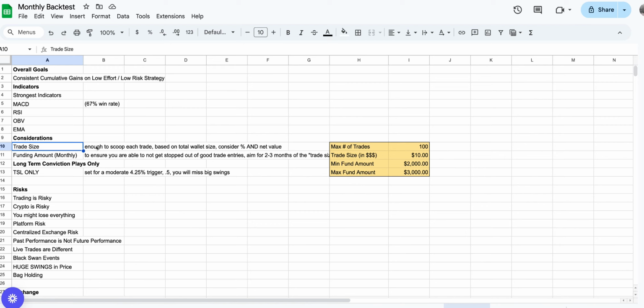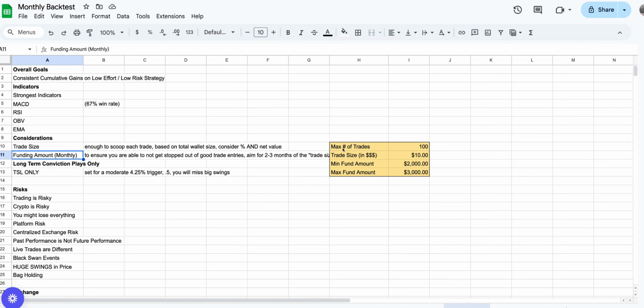Now, over enough trades, that's going to be great because the compounding effect is amazing. But you do need to adjust your trade size to consider your risk and make sure you're not over risking too much in any particular trade. And then related to that is the funding amount. To ensure you don't get stopped out of good trades, whatever it is that you plan to trade monthly, I would aim to have 2 to 3 times that amount.